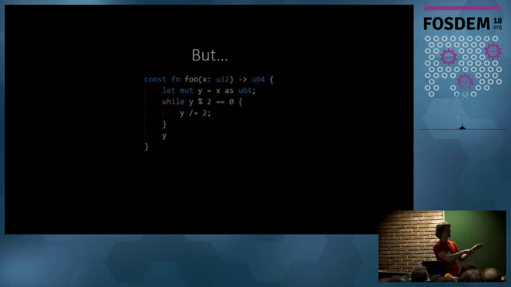Imagine you have a function. It has local variables, and it has some loops and stuff. So how do you const fold that? Like, turn that into a tree and start collapsing it? This is not really possible.